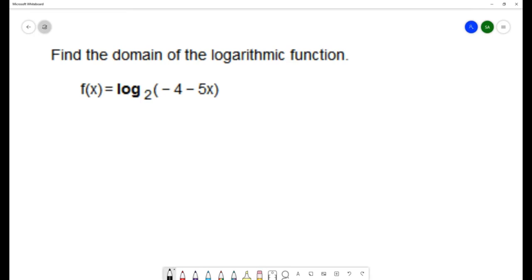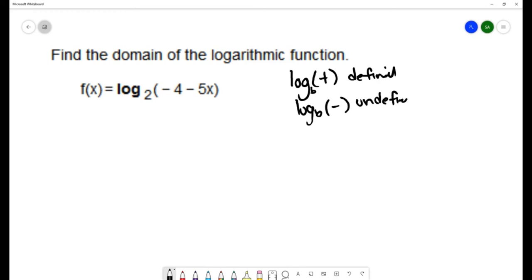So what we've learned about logarithms is that logarithms are only defined for positive values. So we've been able to see that log any base of a positive is defined. Log any base of a negative is undefined. And log base b of 0 is also undefined. So we only have a definition for logs when the expression inside the log is a positive value.